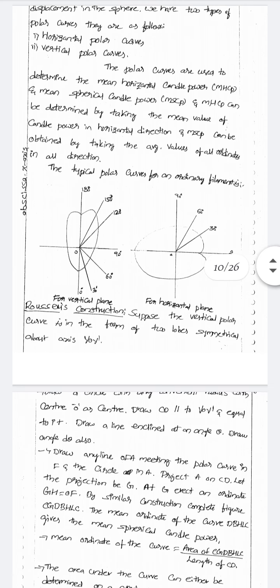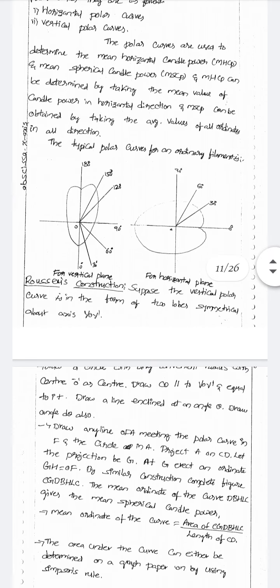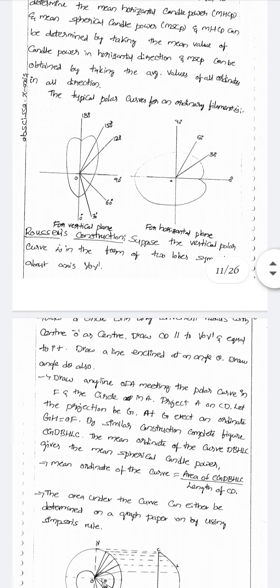The typical polar curves from an arbitrary source are shown in the figure. One is a vertical plane and another is a horizontal plane. For the vertical plane, the values are taken at 0, 30, 60, 90, 120, 150 and 180, whereas for the horizontal plane only 0, 30, 60 and 90.